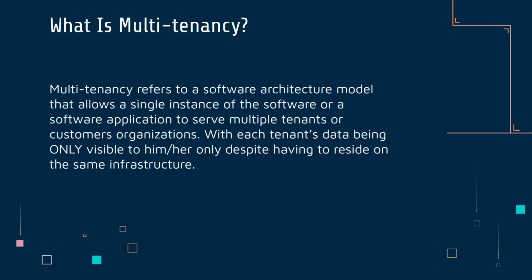Multi-tenancy refers to a software architecture model that allows a single instance of a software application to serve multiple tenants or customers, with each tenant's data being completely isolated from all the others and only visible to him or herself. So you are in the same storage, but your data is not visible to other tenants within the application. It's only visible to you.